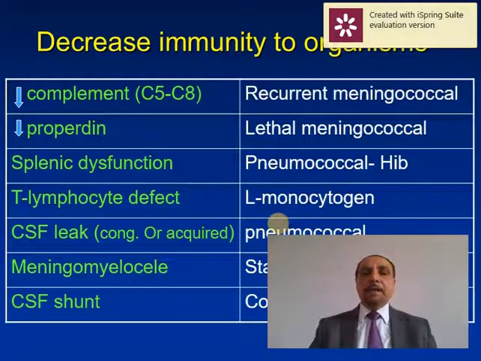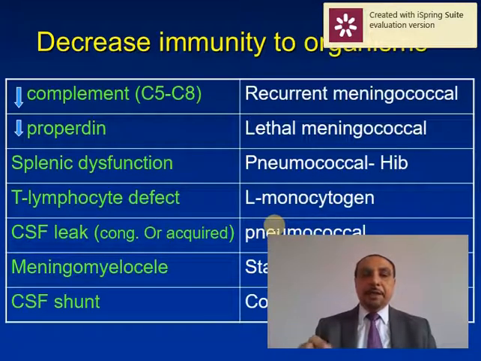Here, decreased immunity to an organism is associated with infection, especially meningitis. If you have late complement deficiency from C5 to C8, this will cause recurrent meningococcal disease or recurrent meningococcal meningitis. If we have properdin deficiency, it will cause lethal meningococcal disease.